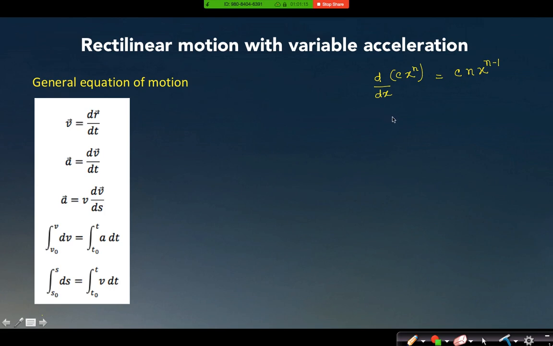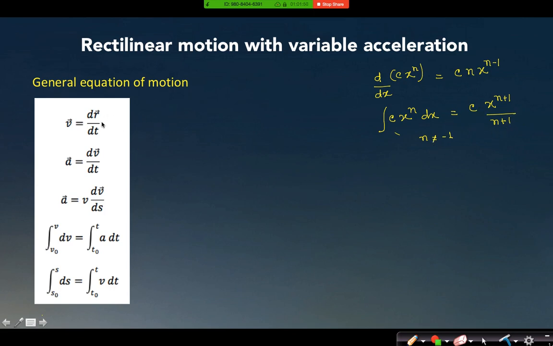And if I integrate c into x power n dx, then I will get c into, can you tell me what is the integration of this form? C into x to the power n plus 1 by n plus 1, right? Here you should remember that n is not equal to minus 1. n cannot be equal to minus 1. Otherwise, you can use this equation.